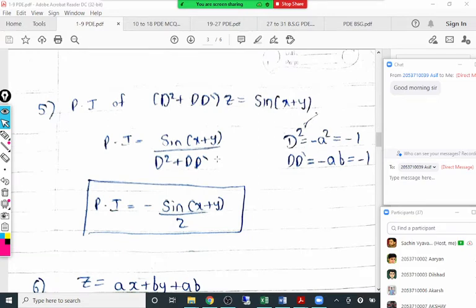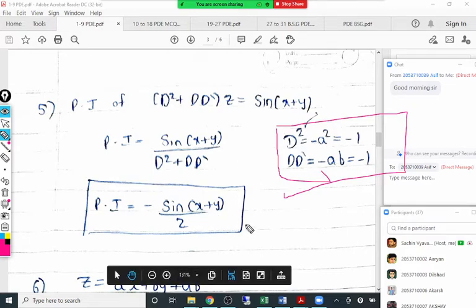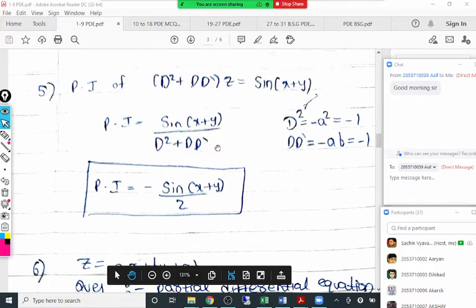So the fifth one, we want particular integral for sine of x plus 1, and we know the method. The method is written here: replace D square by minus a square, DD dash by minus ab, and D dash square by minus b square. In this case, the denominator doesn't contain a D dash square term, so we just replace D square by minus 1 and DD dash by minus 1, and this is the correct answer. Yes, that's the way of writing a particular integral.